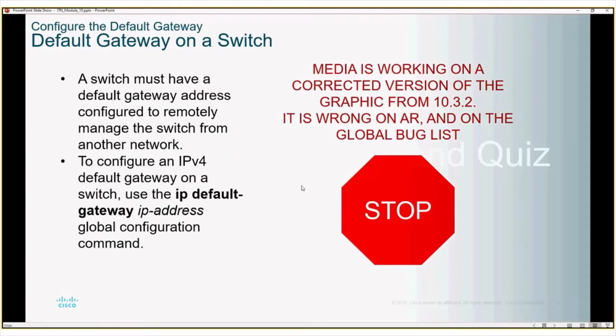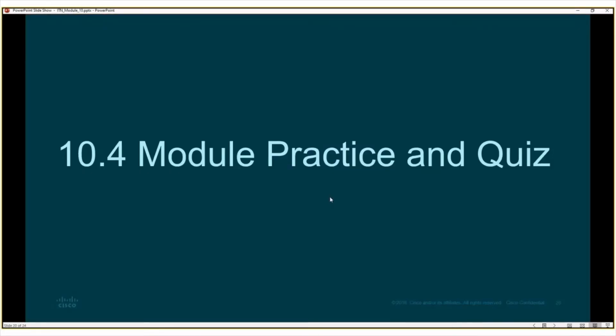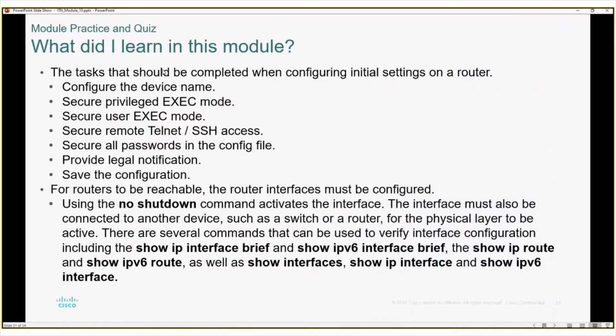And so that is it for the chapter. So what did we look at in this chapter? We looked at making settings for several devices, several settings on the routers, most of which are the same as what we did on switches in chapter 2. For routers to be reachable, the router interfaces must be configured.